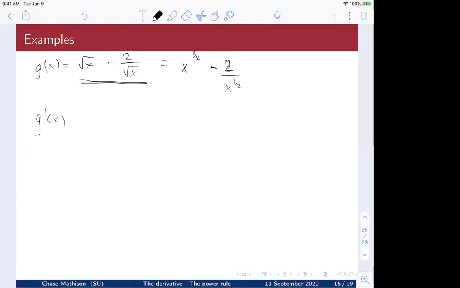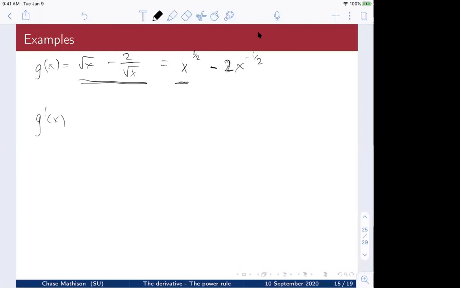Someone in the chat says, perfect, x to the minus 1/2. Exactly. Because everybody sees that we don't have a rule yet to deal with something that's just in the denominator. But if I have x to a power in the denominator, then I can rewrite it like this, right? Okay, so what is g prime of x then?